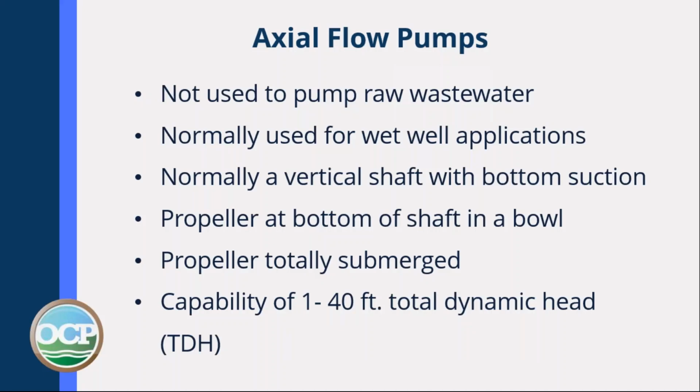Axial flow pumps are not used typically to pump raw wastewater. They can be used for wet well applications. They normally have a vertical shaft with a bottom suction. The propeller is at the bottom of the shaft in a bowl. The propeller stays totally submerged. They have a capability of between 1 to 40 feet of total dynamic head. That's how high they can lift the water.